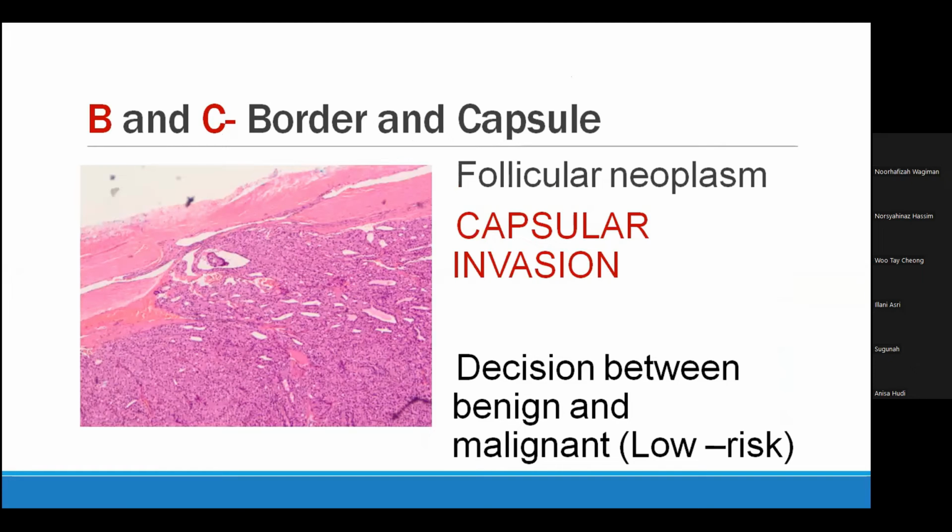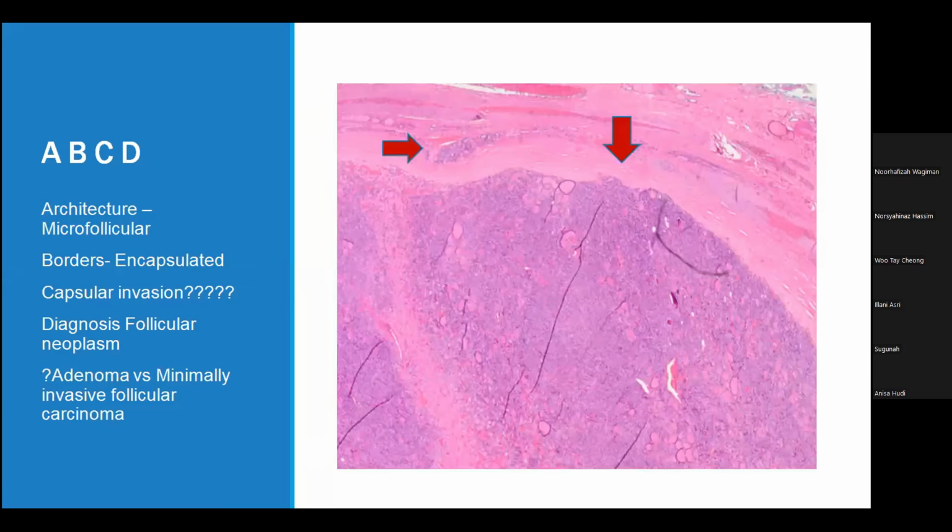Okay, so capsular invasion in the follicular neoplasm: the border and capsule play a big role because they will tell you benign or malignant. This is a capsular invasion in a very young patient presented with follicular neoplasm. So it is important because it will tell you whether it's benign or malignant. So border and capsule. You have to take more at the tumor lesional interface, cover more samples at the tumor border, the capsule and the adjacent tissue.